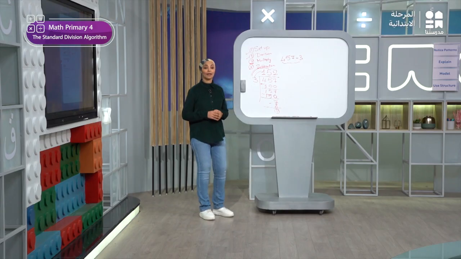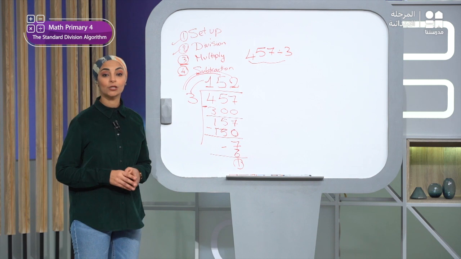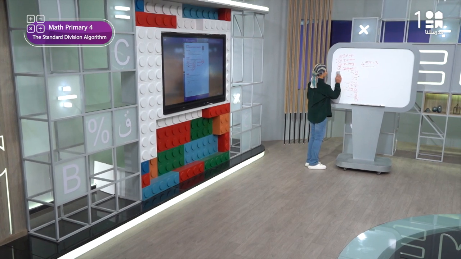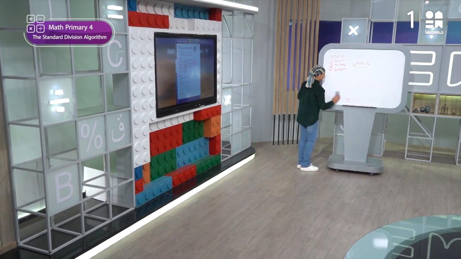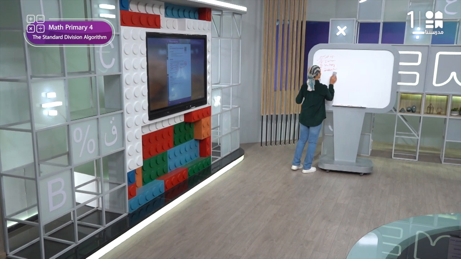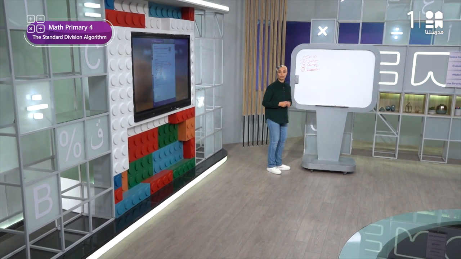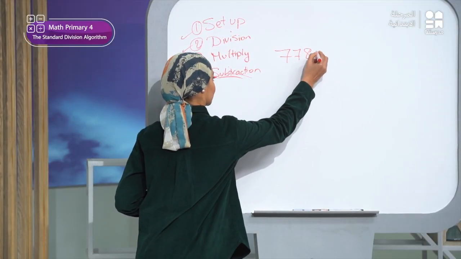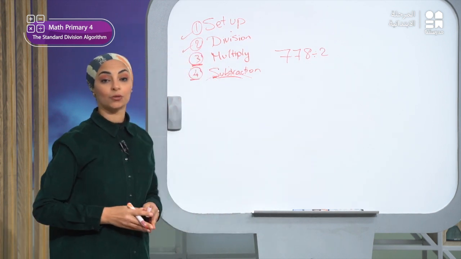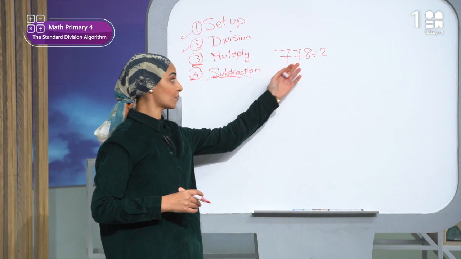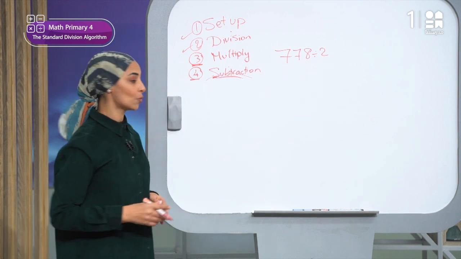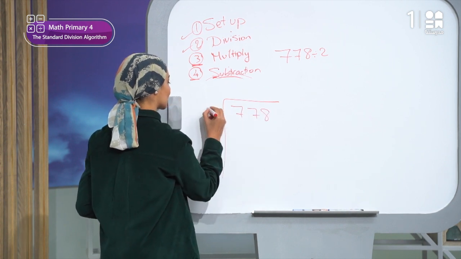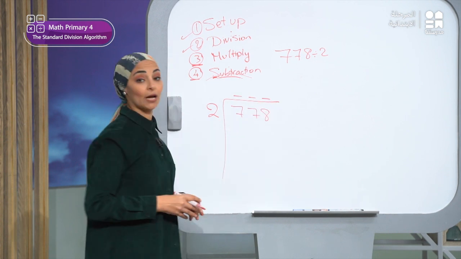Now, welcome back. Let's solve the problem together. Now we need to divide 778 by 2. Okay, let's write it all together. Here, as you see, I will divide 778 by 2. Okay. Now, what should I do? Yes, here the dividend is 778, the divisor is 2. So I will set up my problem like you can see here, 778, and here I'll put 2. The answer will be up.